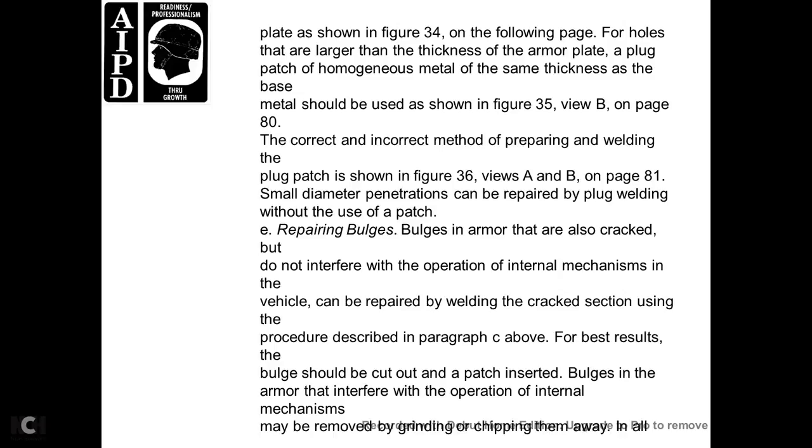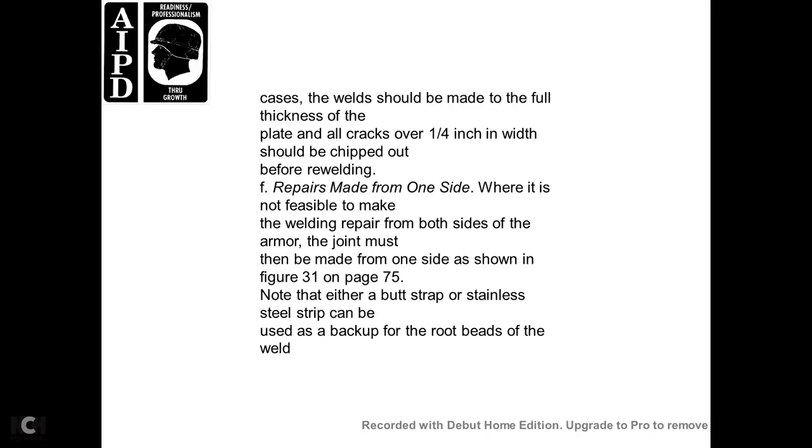Bulges in armor that are also cracked, and that do not interfere with the operation of the internal mechanism in the vehicle, can be repaired by welding the cracks as in the procedure described in paragraph C above. The results of the bulge should be cut out and a patch inserted. Bulges in armor that interfere with the operation of the internal mechanism may be removed by grinding or chipping them away. In all cases, the weld should be made with the full thickness of the plate. Cracks over a quarter inch in width should be chipped out, with welding repairs made from one side where it is not feasible to weld repair both sides of the armor.